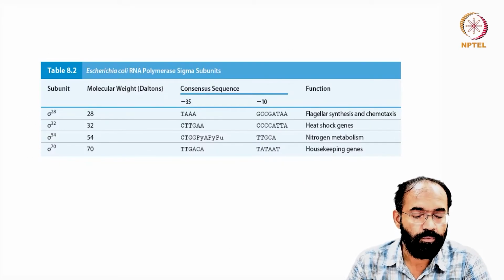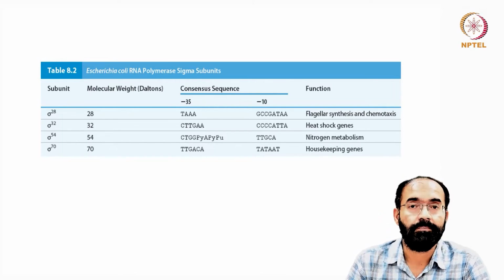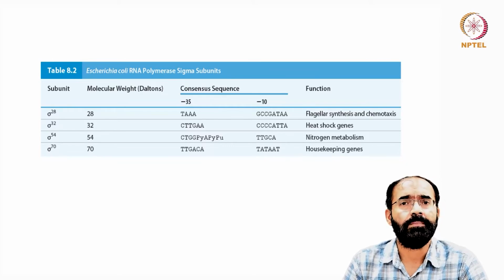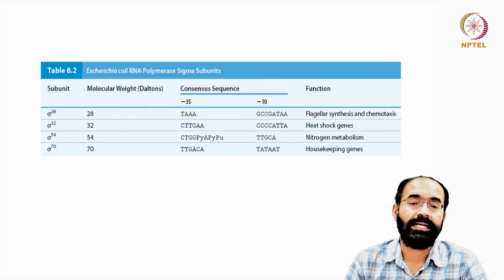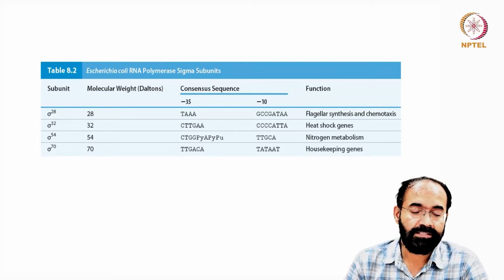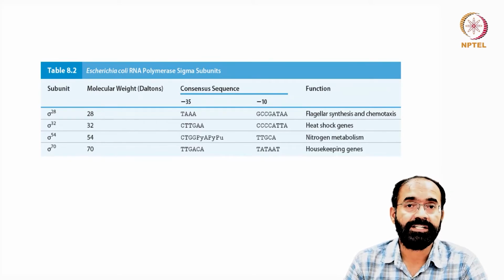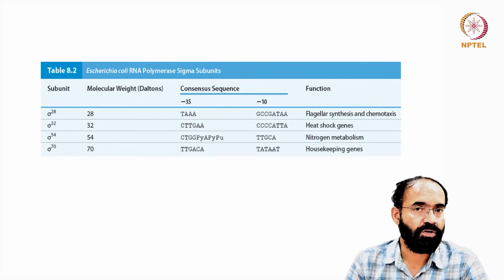And now quickly look at this table which talks about the recognition sequence of sigma factor. Like we saw, the tetrameric core remains constant, the same, but the sigma factor is not the same. It can vary from gene to gene. That means each sigma factor has the ability to allow the recognition of certain promoter regions, not all promoter regions.